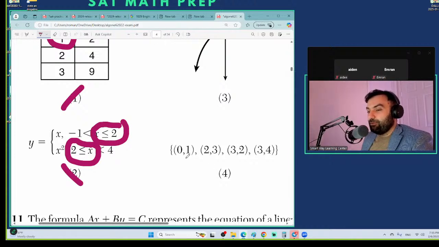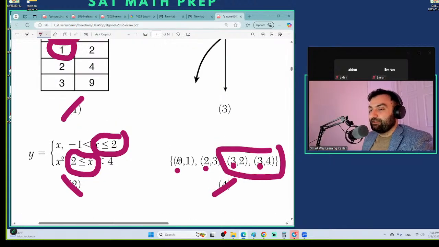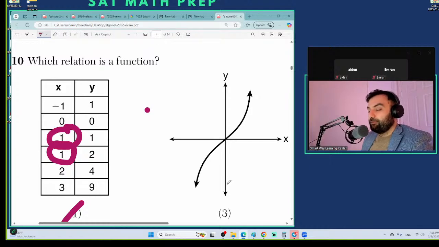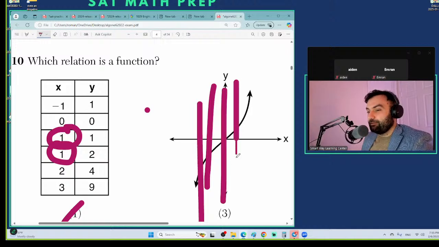Now number 4 is 0, 2, 3, 3. 3 and 3 repeat. This is not a function. The correct answer is 3. Why? Because this function passes what's called the vertical line test. It means that no matter where we make a vertical line on this graph, it's not going to cross this graph twice. So the answer is 3.